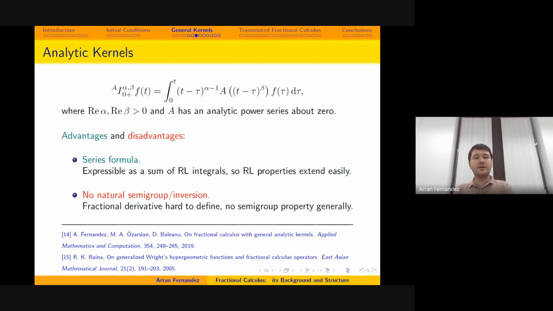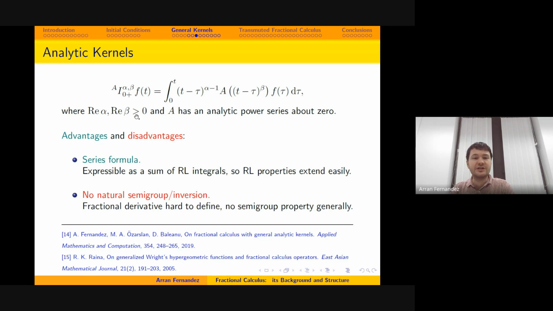be discussed. Analytic kernels: here we have fractional parameters, alpha and beta. The advantage is that we have a series formula. This function A is assumed to be analytic. That's why we say analytic kernels. It's modified by a fractional power function. So technically the kernel is not analytic, but we start with an analytic function, we generate a kernel, and the analyticity property is very important. Analyticity of A means that this operator can be expressed as a sum of Riemann-Liouville integrals. So anything you've proved for Riemann-Liouville, now you can extend to these more general operators. This includes Prabhakar, tempered, and many others.